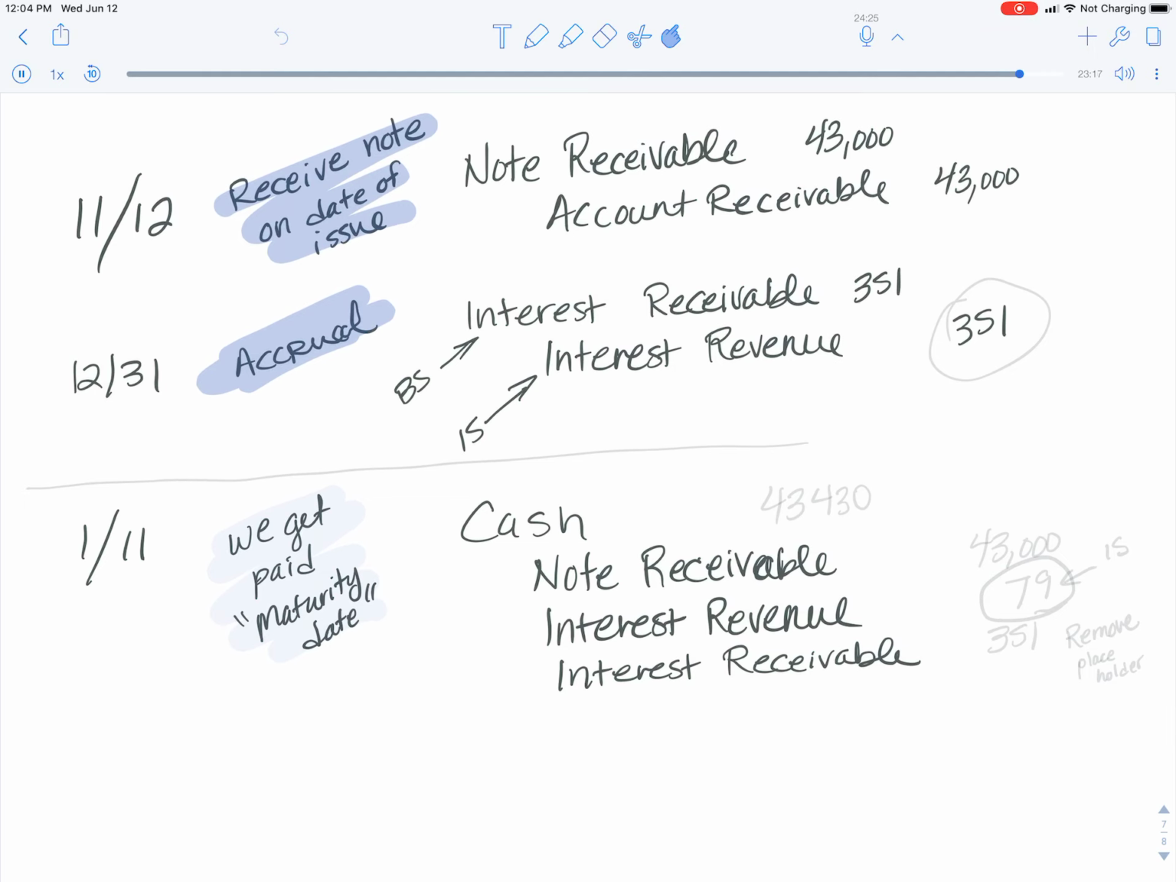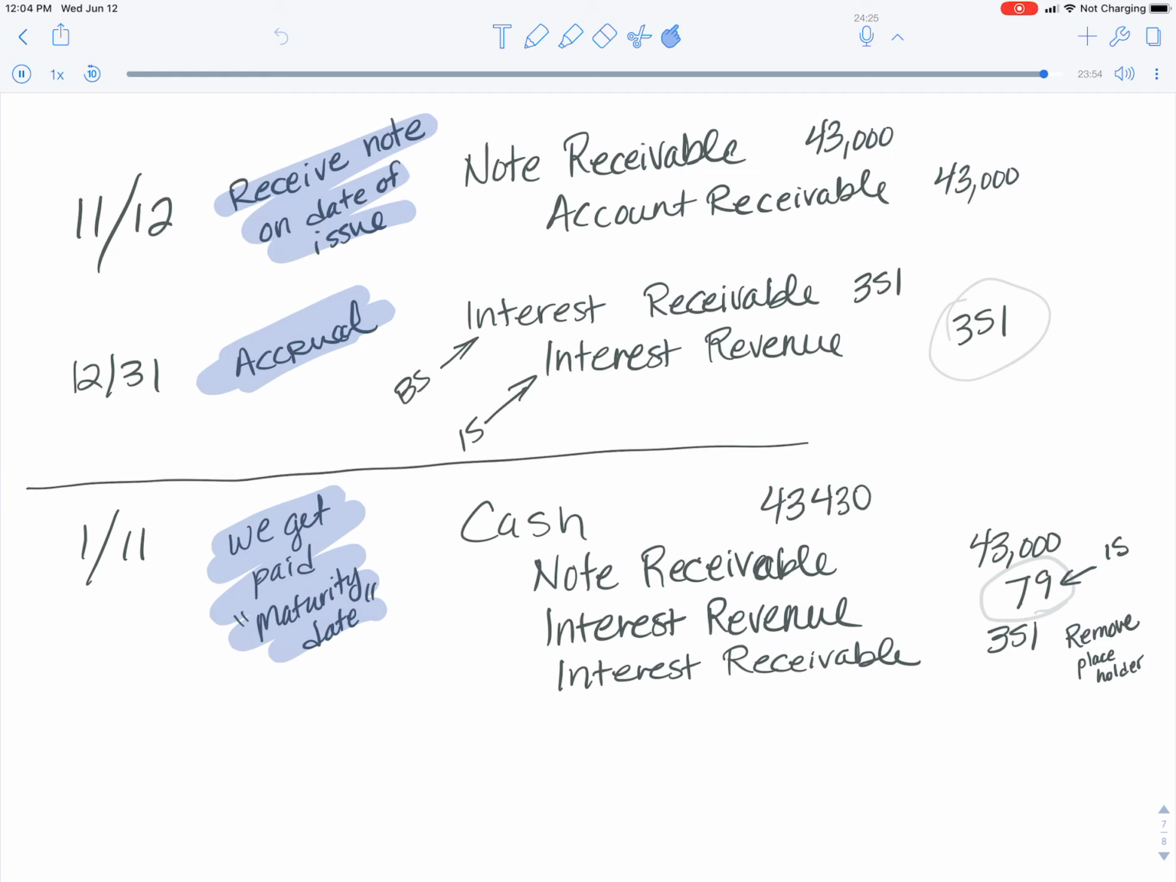Then, the day we get paid, so next year we get paid on the maturity date, what we're going to do is we get the cash, not only for $43,000, but the additional $430 of interest. We're going to remove the note, record this year's revenue, and then remove the receivable. So this is where we're removing our placeholder, and this is where we hit our income statement for this year's interest.